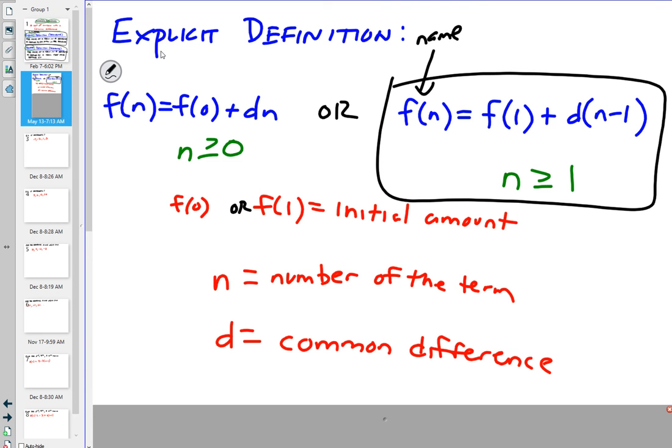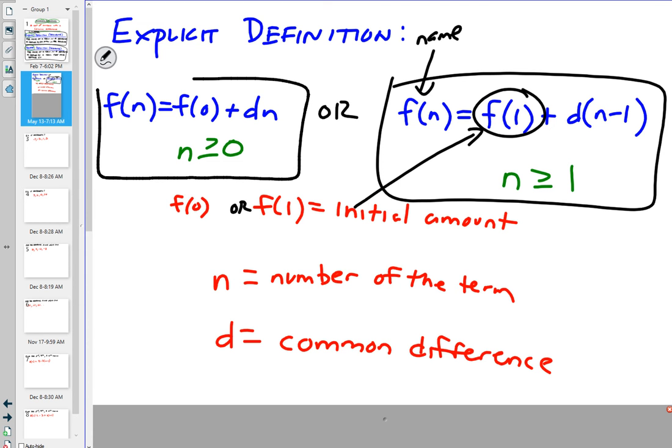When you see this f of 1, what does that stand for? Yeah, the initial amount. But depending on how it's written, this is a less commonly used form. This is really the only time I've seen this type of form used, in a word problem. I'll give you a brief example in a second.